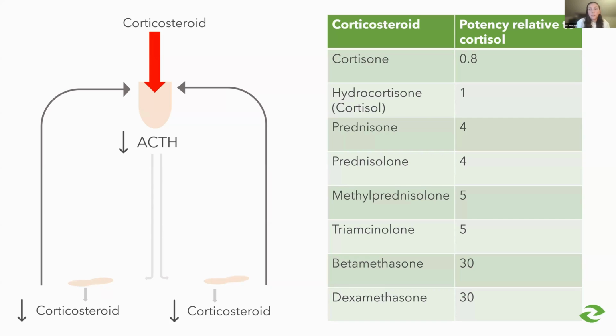Sources and types of exogenous glucocorticoids are numerous, as shown here in this chart. All glucocorticoids are compared to cortisol in potency, otherwise known as hydrocortisone. With hydrocortisone at a 1, prednisone and prednisolone are 4 times stronger. Methylprednisolone and triamcinolone are slightly stronger than that. And then betamethasone and dexamethasone are coming in at 30 times more potent than cortisol.